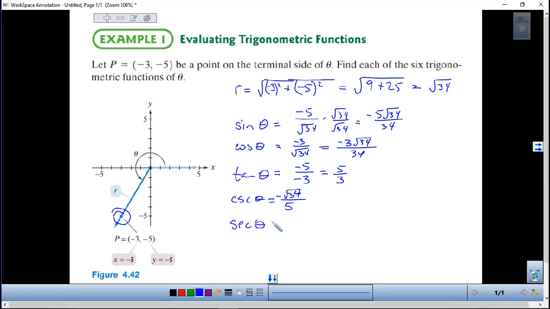Secant theta, same idea. We're going to go back on the cosine to right there. We're going to have negative square root of 34 over 3. And cotangent theta, I'm just going to flip this thing over and get 3/5.